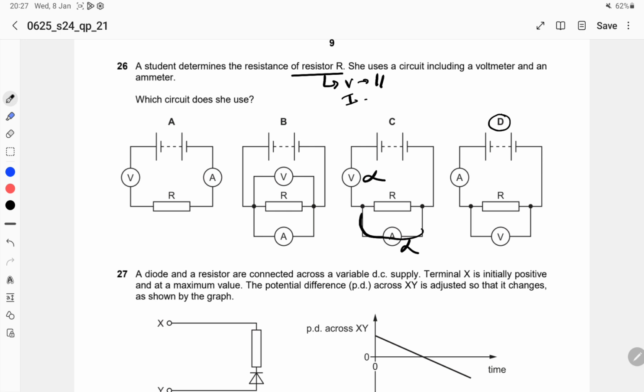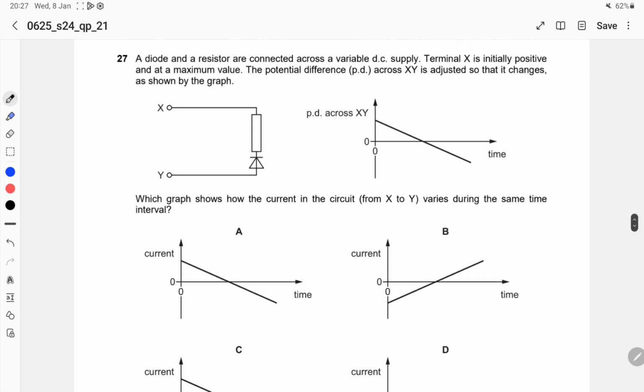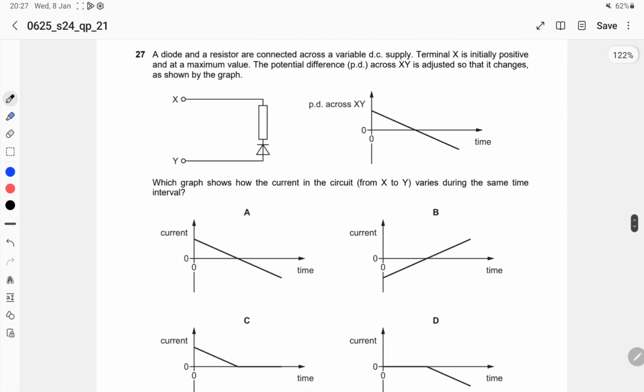Actually, no current will flow because of this voltmeter. This is shorting the circuit, and this is also wrong. 27. This is one question where a lot of you kids have a confusion. Chalo. So a diode and a resistor are connected across a variable DC supply source.